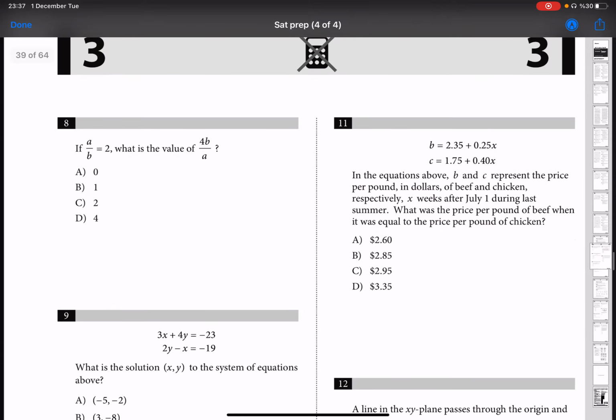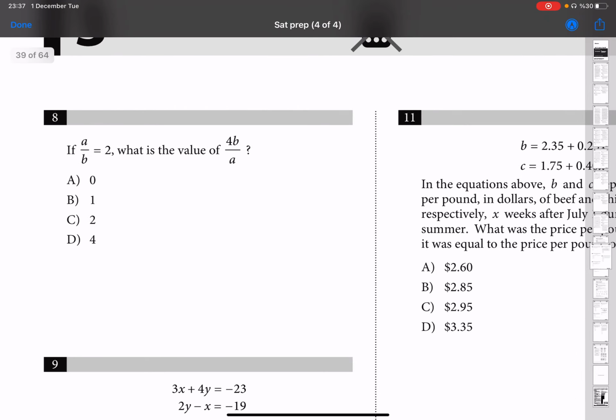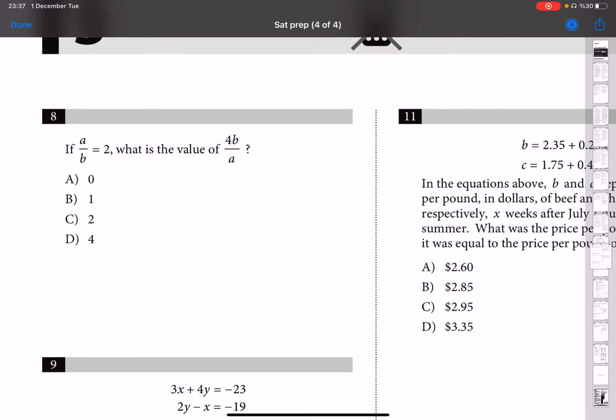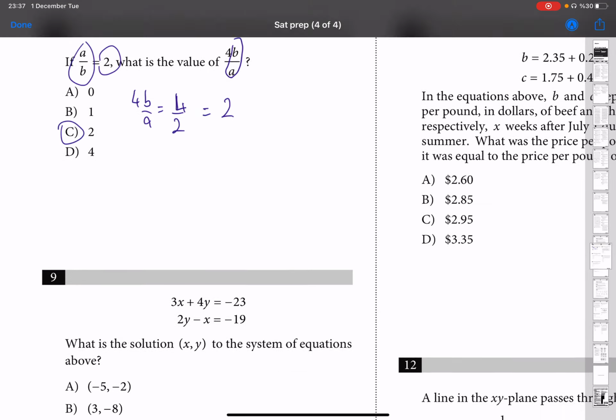Okay, next question. If a divided by b equals 2, what is the value of 4b divided by a? So I need b over a. So let's flip this equation. b over a equals 1 over 2. So multiply both sides by 4. So I get 2. C is the correct answer.